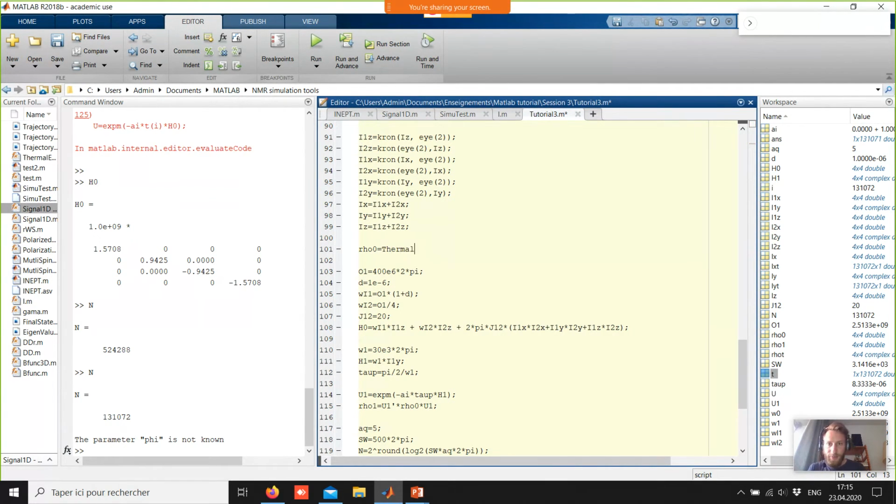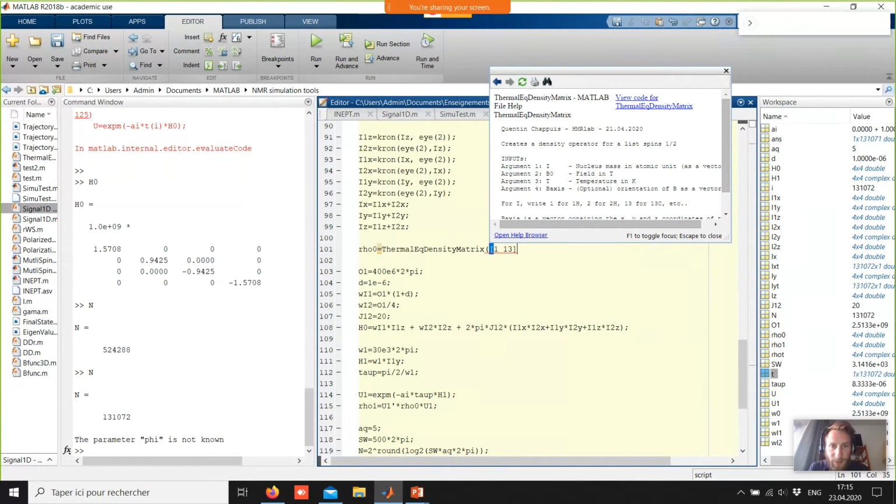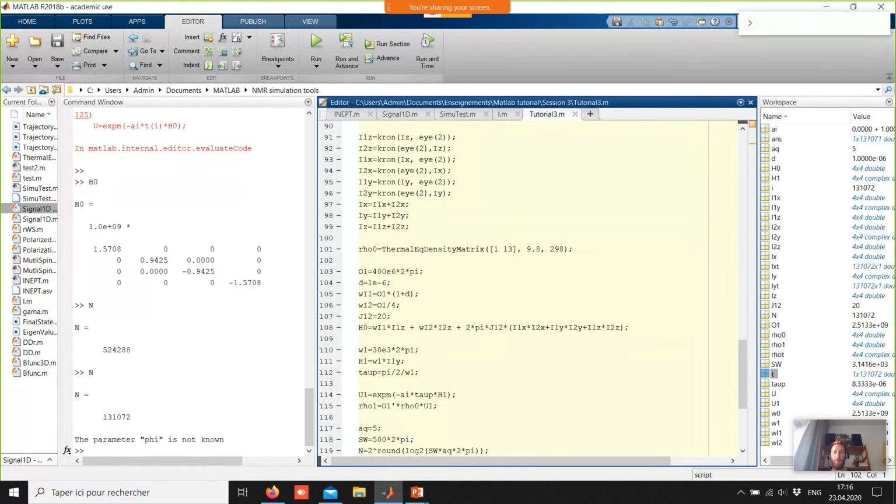So to make it easier, I have created this operator, thermal equilibrium density matrix, with some options. I have to write here that I have a proton spin and a carbon spin represented by the numbers 1 and 13, to say the field, for example 9.8 Tesla, and the temperature. And this computes the thermal equilibrium density matrix for the two spins. And in this case, where the polarization of both spins is near zero, you indeed see a doublet.